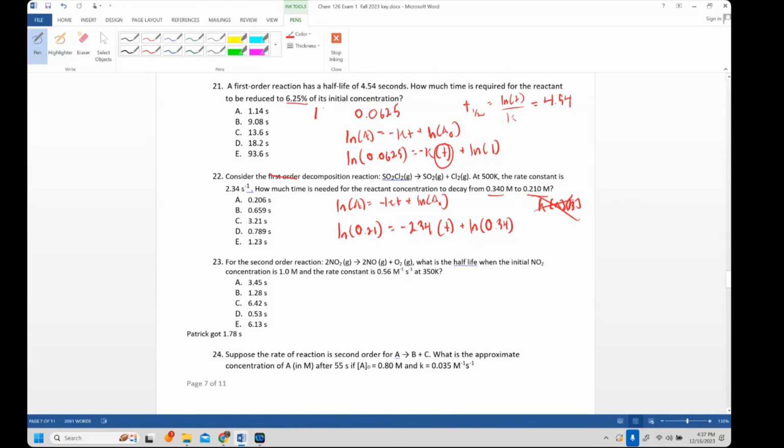And also, to answer that question, if you read the question carefully for number 21, it's not reduced by 6.25%. It's reduced to 6.25% of its original initial concentration. That means we're going to 0.0625, not 0.9375. So the wording is crucial.